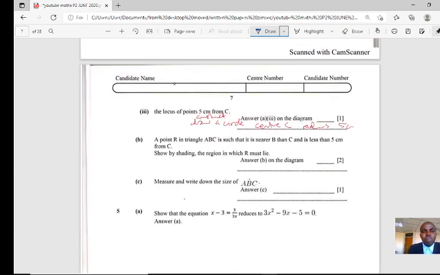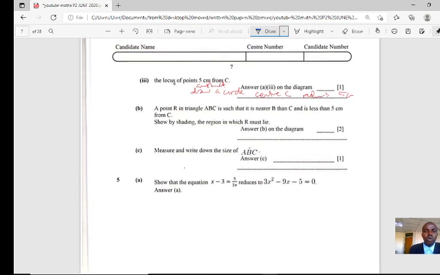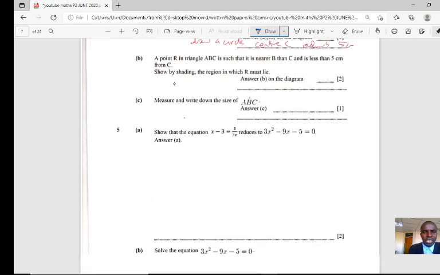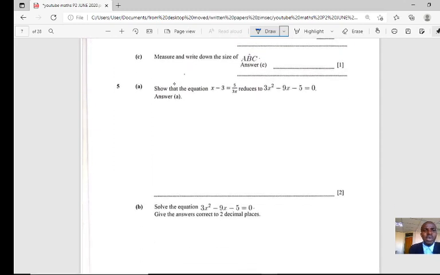Then next item, measure and write down the size of angle ABC. That one is now for you. Each man for himself. Now you have to use your protractor. Now you can measure the angle. Right. Moving on to the next part.